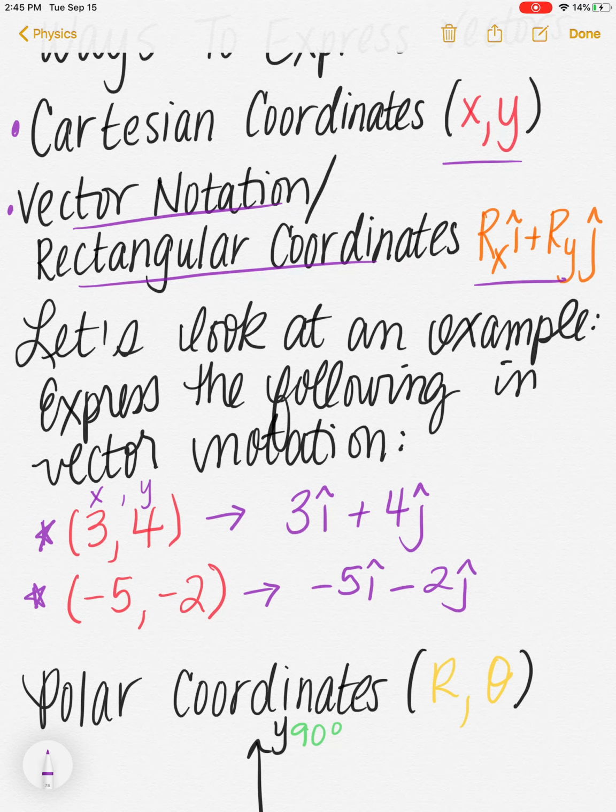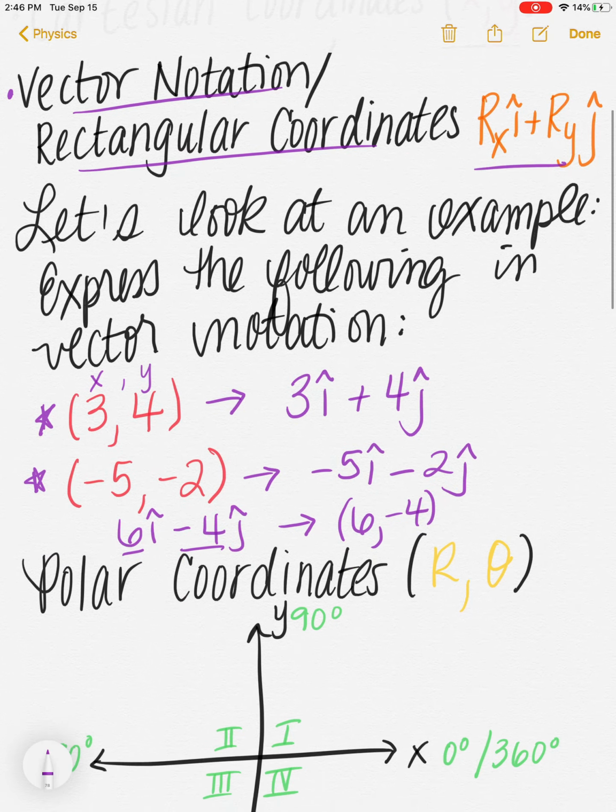Likewise, what if I gave you rectangular coordinates such as 6 i hat minus 4 j hat, and I want you to turn that into xy coordinates? Well, you've got a positive 6 in front of the i hat, so that means an x value of 6, and a -4 in front of the j hat, so it would be 6, -4.